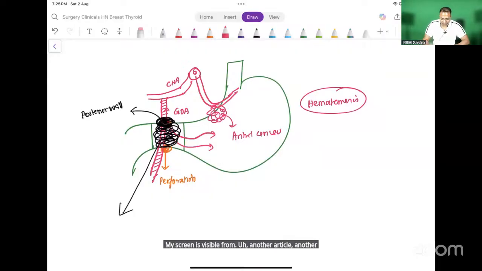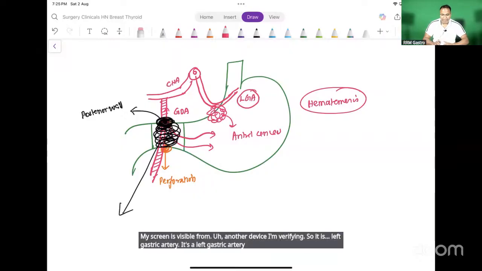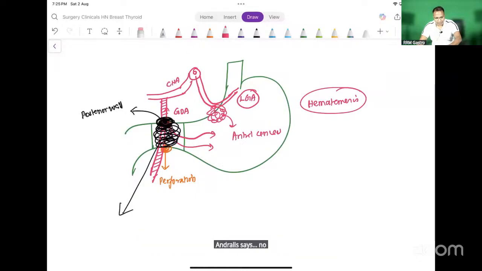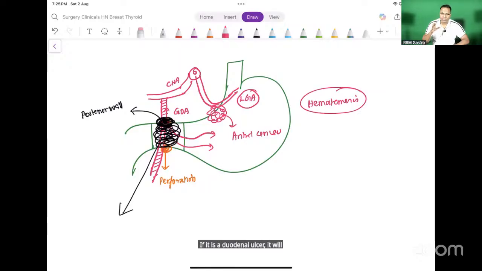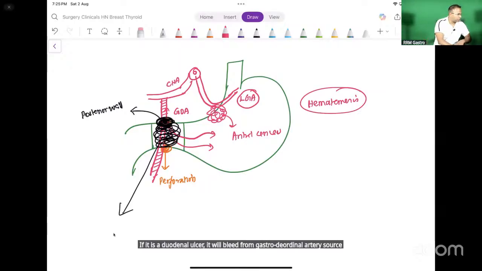I'm verifying. So it is the left gastric artery. The left gastric artery will bleed in antral ulcers. Please remember, if it is a gastric cancer or a gastric ulcer, it will bleed from the left gastric artery source. If it is a duodenal ulcer, it will bleed from the gastroduodenal artery source.